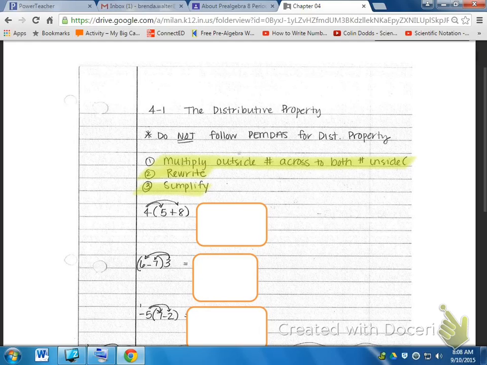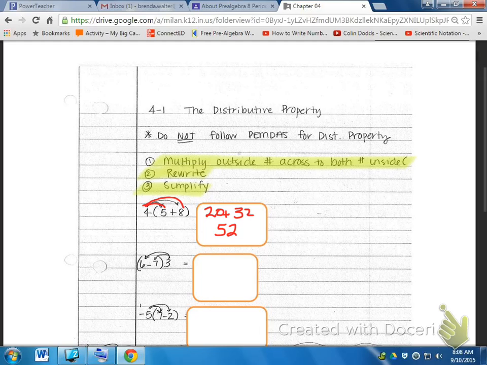The arrows show you what you do, and you take 4 times 5, which is 20, and 4 times 8, which is 32, and then the answer would be 52. Any surprises there? I realize it would be way easier to do that problem by adding the two numbers inside and following PEMDAS, but we're not doing that today. So make sure you don't do that, okay?